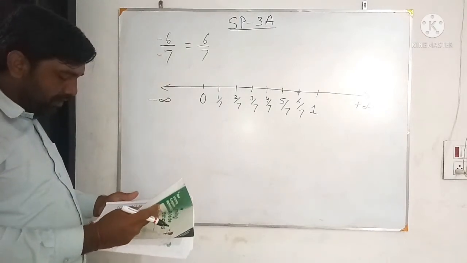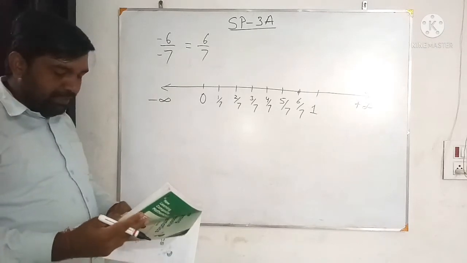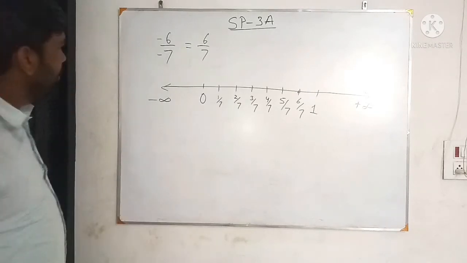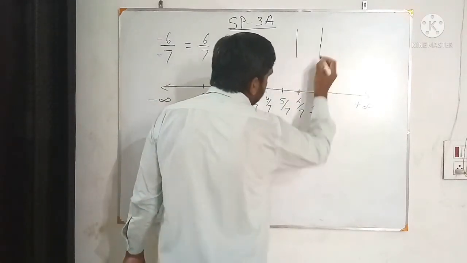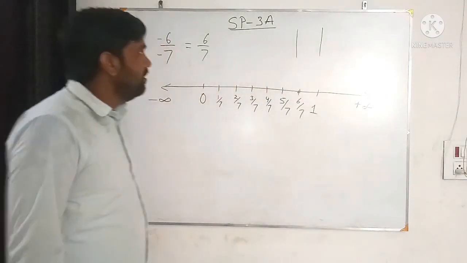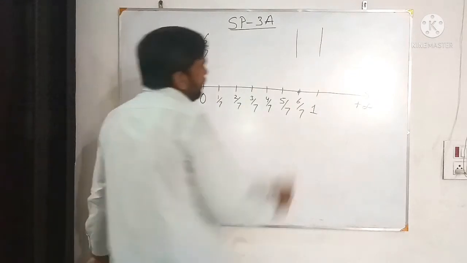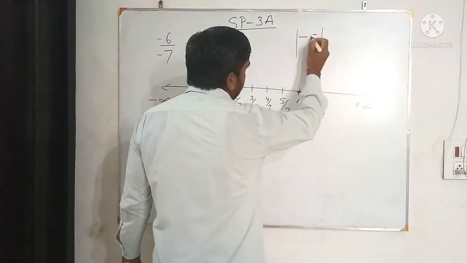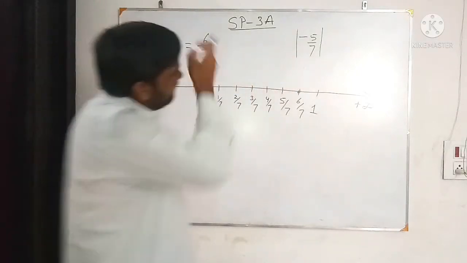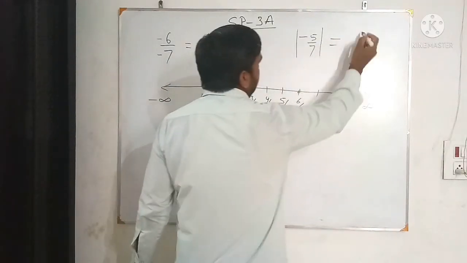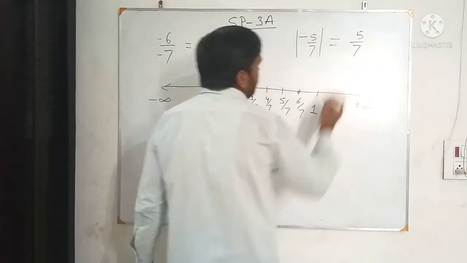What is the absolute value? The absolute value of a rational number is its positive numerical value. Absolute value is represented by this symbol, which is called the modulus, or mod symbol. Write any negative rational number, suppose minus 5 by 7. The absolute value of minus 5 by 7 will give the positive value, 5 by 7.